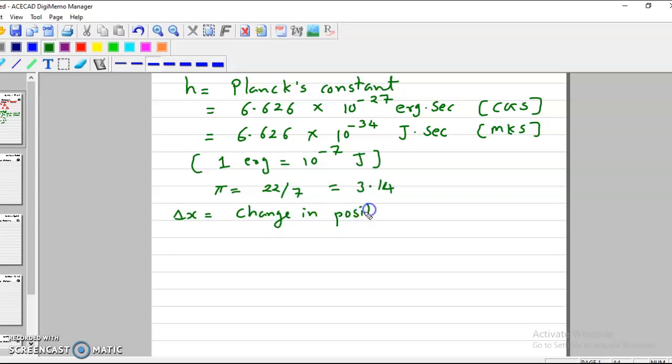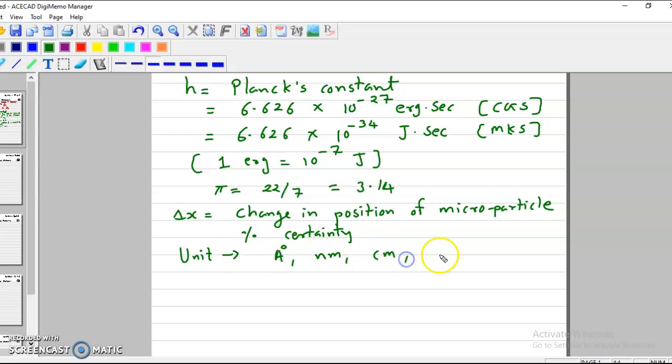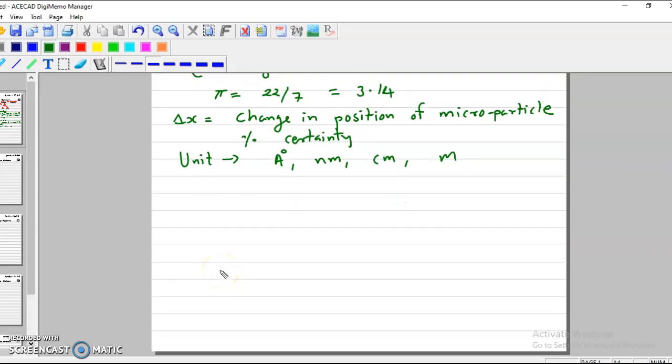of microparticle, or it can be percentage certainty. Okay, the unit of delta x could be angstrom, nanometer, centimeter or meter. So you should know the conversion units of each other.